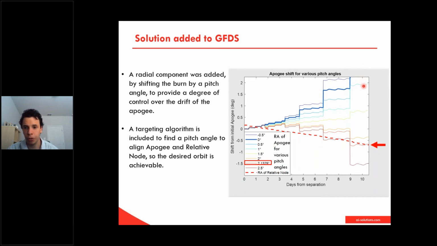Here we see the result of various different angles, which allowed us to find the precise angle that we needed to align the apogee and the relative node at the end of our campaign, or at the point where the apogee and perigee flipped, so we would achieve the zero inclination and circular orbit that we desired.